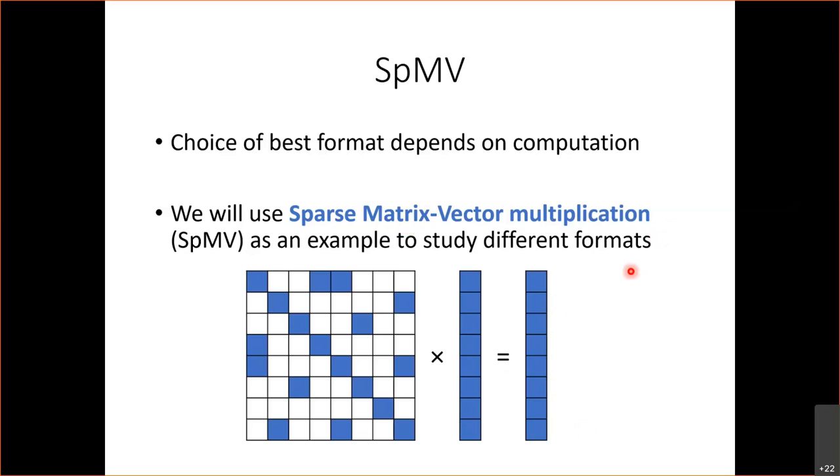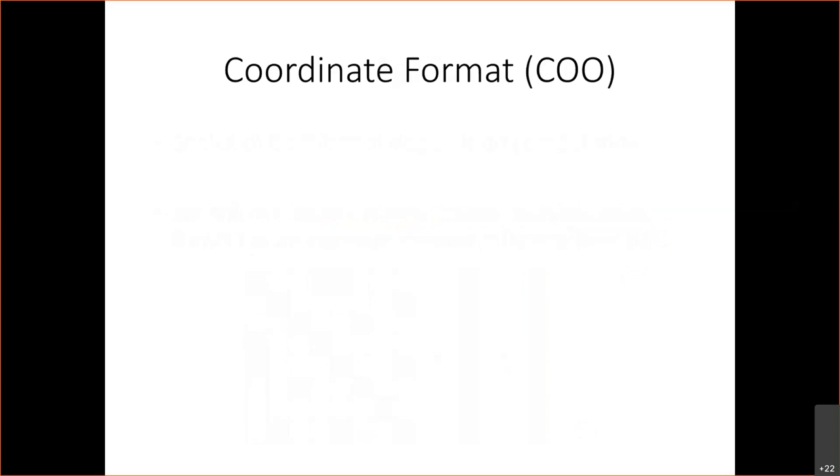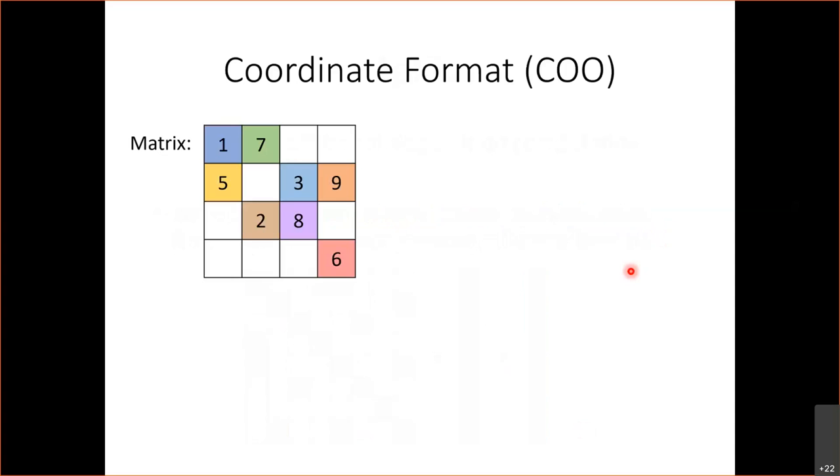Okay, so let's start with the COO format. The COO format is as follows. Let's say I had this matrix over here, the sparse matrix. The white squares represent zero values, and the non-white squares represent non-zero values. I'm using integers for simplicity, but obviously this matrix could have floating points, doubles, all kinds of data types.